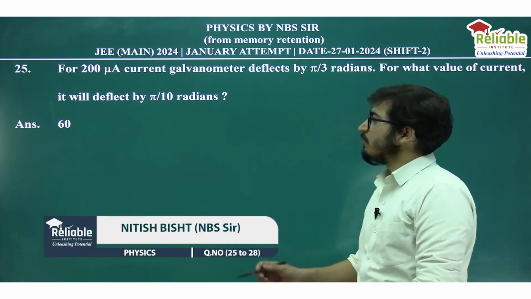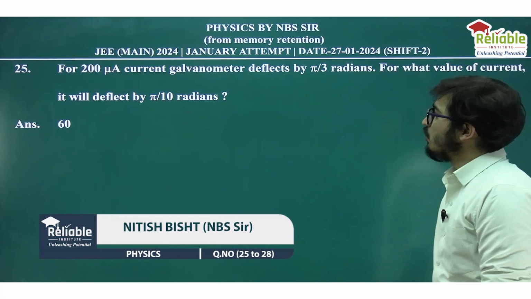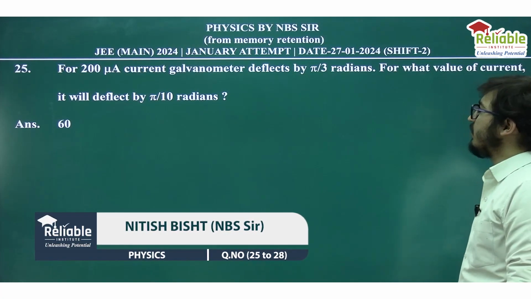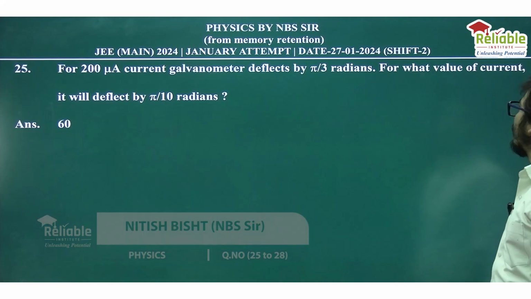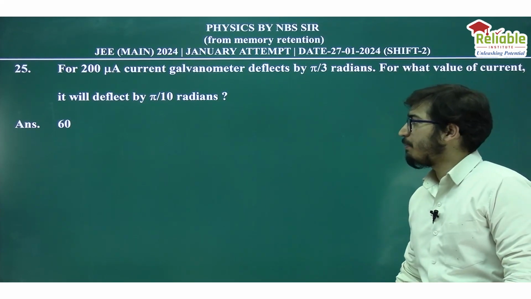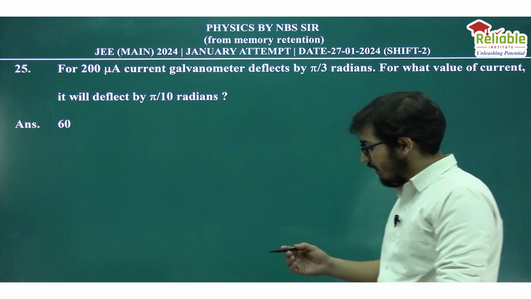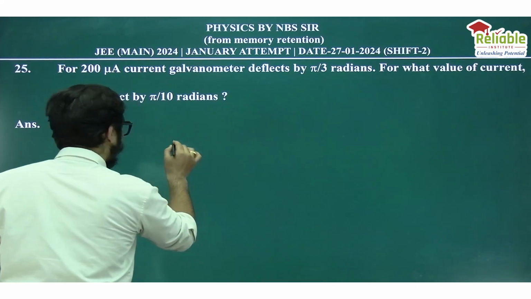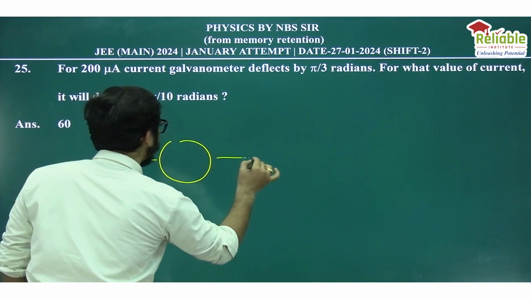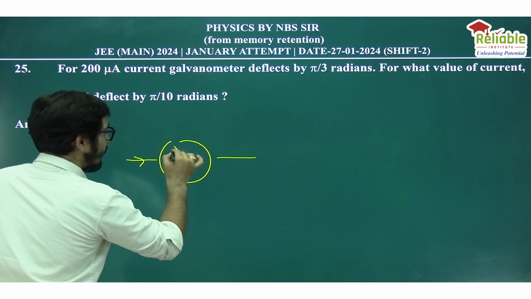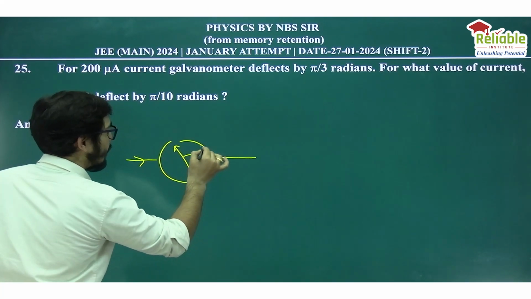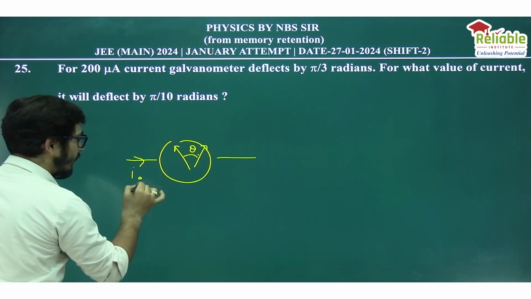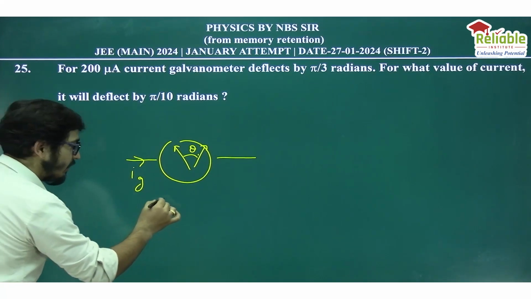Let me present question number 25. A 200 microampere current galvanometer deflects by pi by 3 radian. For what value of current will it deflect by pi by 10 radians? So we understand that a galvanometer basically works such that the angle made by the needle is proportional to the current that enters the galvanometer.